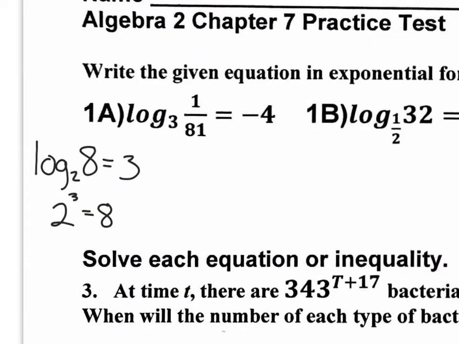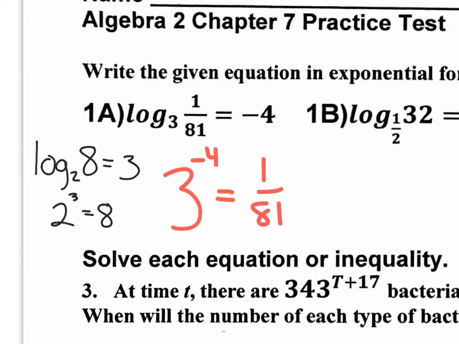So on number 1a, they want you to change it to exponential form. So you have log base 3 of this equals this. So over here the base became the base, so this base is going to become the base. There's a 3. Okay, and what else? The answer over here on the logarithm became the exponent. So the answer of the logarithm becomes the exponent right here. So it's going to be a negative 4 power, and it equals what? Well, in this case the 1 over 81 becomes what it equals.